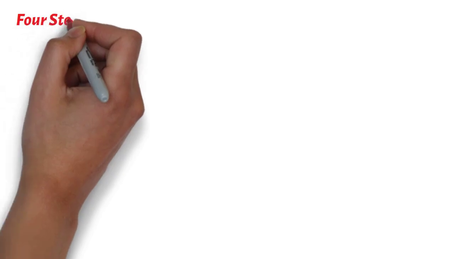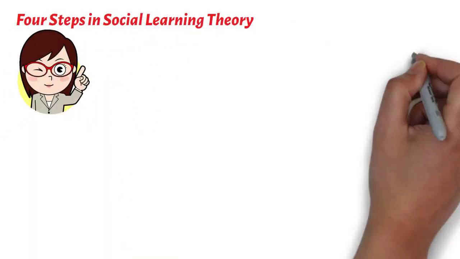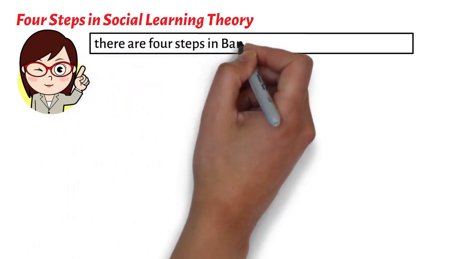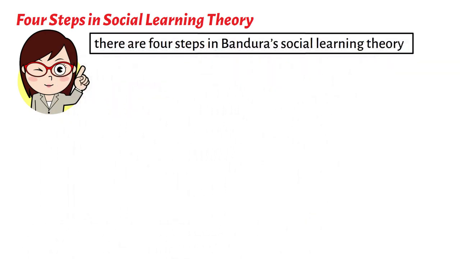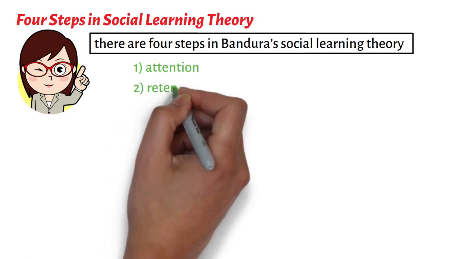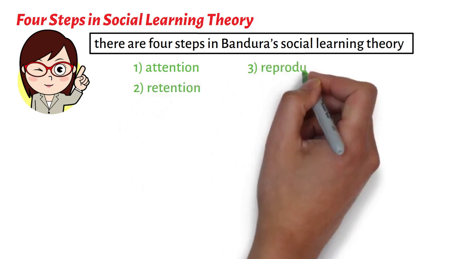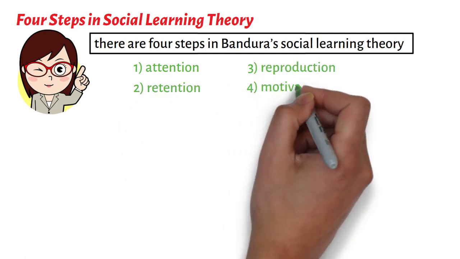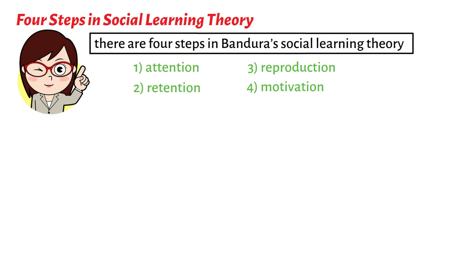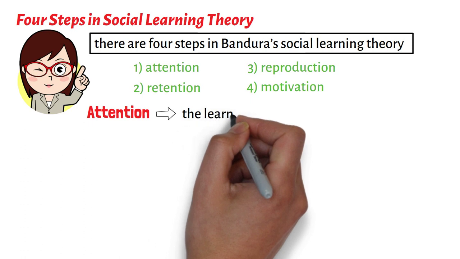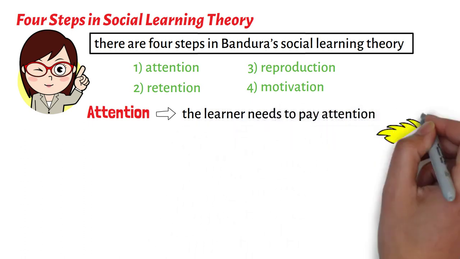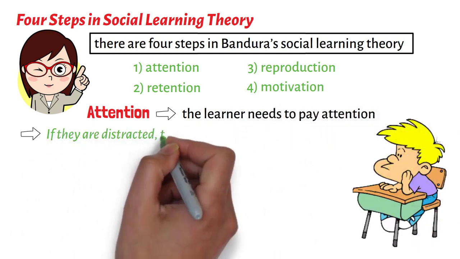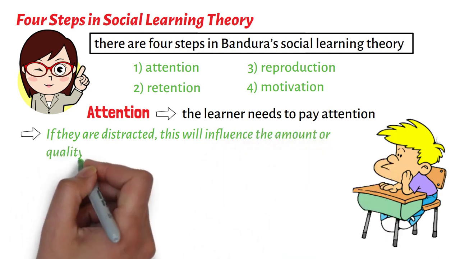4 steps in social learning theory. It must be noted that there are 4 steps in Bandura's social learning theory, namely: 1. Attention. 2. Retention. 3. Reproduction. And 4. Motivation. On attention. First off, the learner needs to pay attention. If they are distracted, this will influence the amount or quality of learning that occurs.